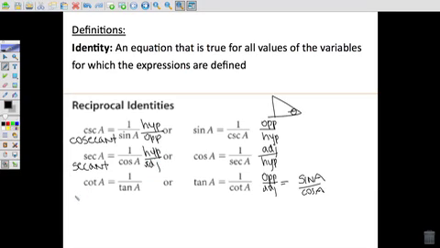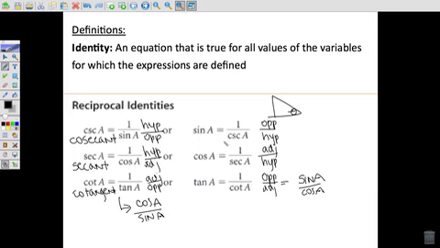And then cotangent is the reciprocal of tangent, so 1 over opposite over adjacent, or adjacent over opposite. In terms of trig functions, this is cosine of A over sine of A. So we've just taken the reciprocal of everything from our sine, cosine, and tangent.